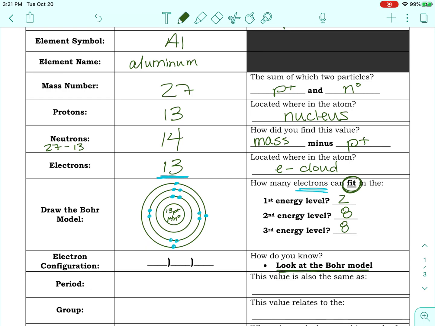You start with the closest ring to the nucleus, so there are 2 electrons here. That's why I have a 2 there. Then we work our way out to the next ring, and there are 8 in that ring. And in the last ring, there are only 3. So 2, 8, and 3. That's the electron configuration for aluminum.